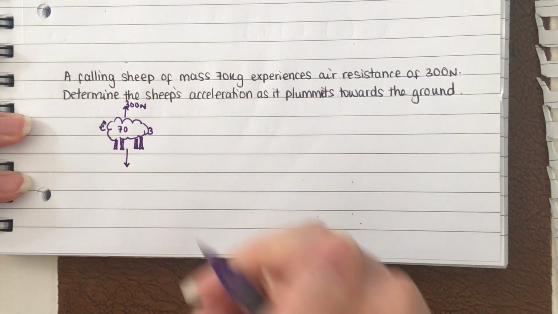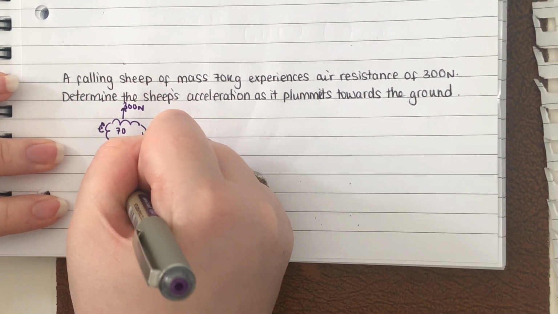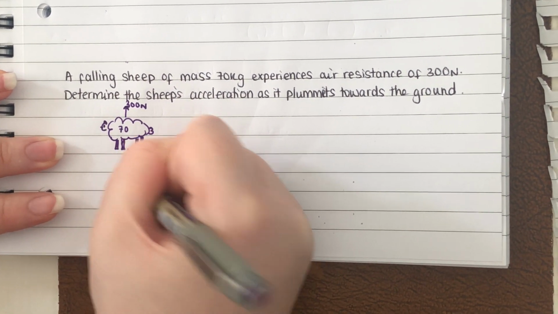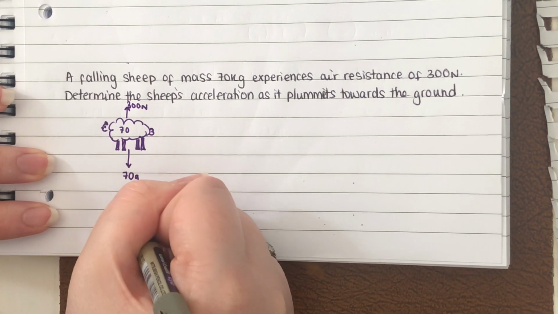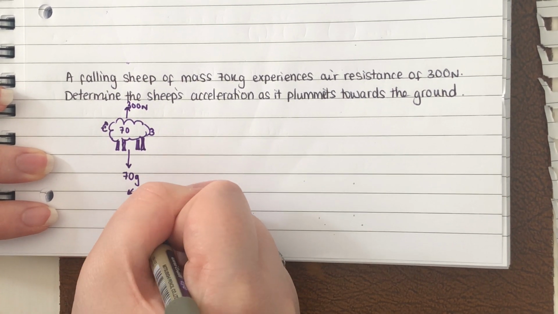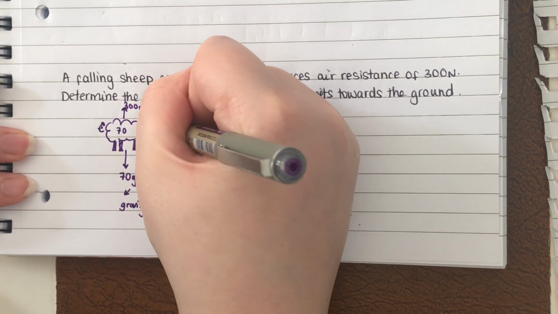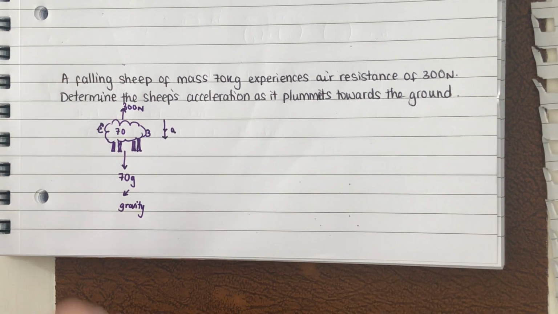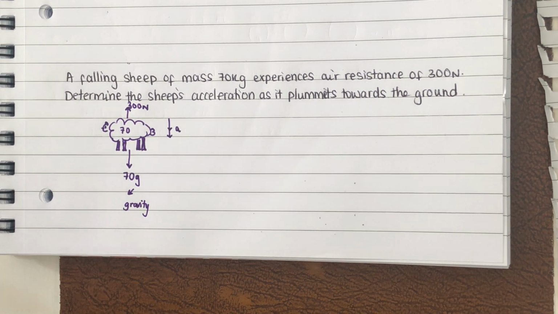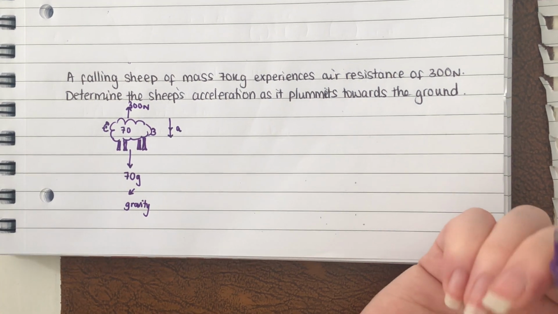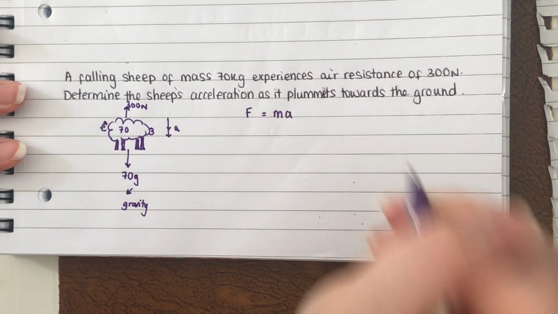will have the weight of his body plus the gravity pulling him down. So it'd be 70, and then we call it G representing the gravity. Now I'm going to make the acceleration be going downwards just because it says that he's falling. So it means that he is going in a downward direction. So we are still going to be using F equals ma.